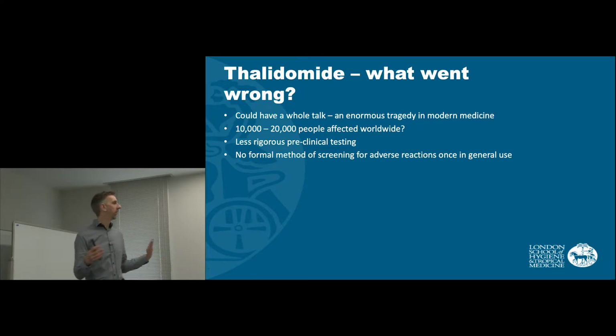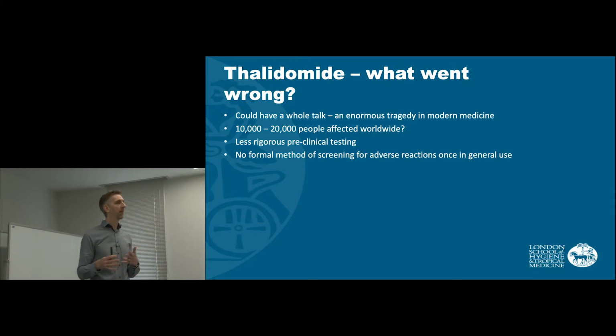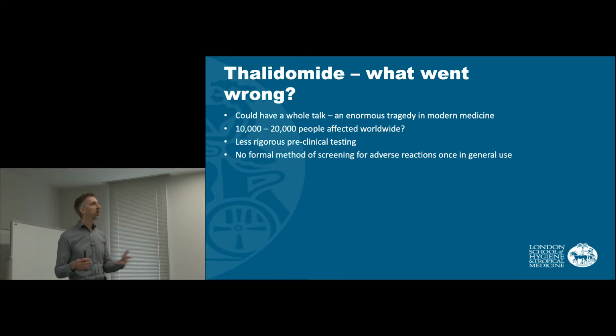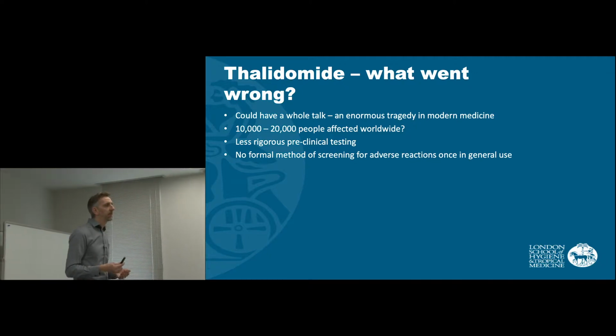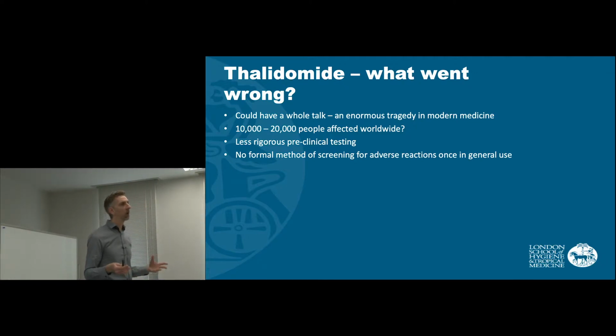We could spend the whole of the afternoon talking about thalidomide, and there are books written on the subject which are a very interesting read, if you're interested in drug safety, about the various steps that went wrong during the process of thalidomide becoming available. It was probably one of the biggest tragedies in modern medicine, and people have tried to estimate how many people were affected worldwide by this disaster, and the estimate is somewhere between 10 and 20,000 babies who were born with birth defects due to thalidomide.